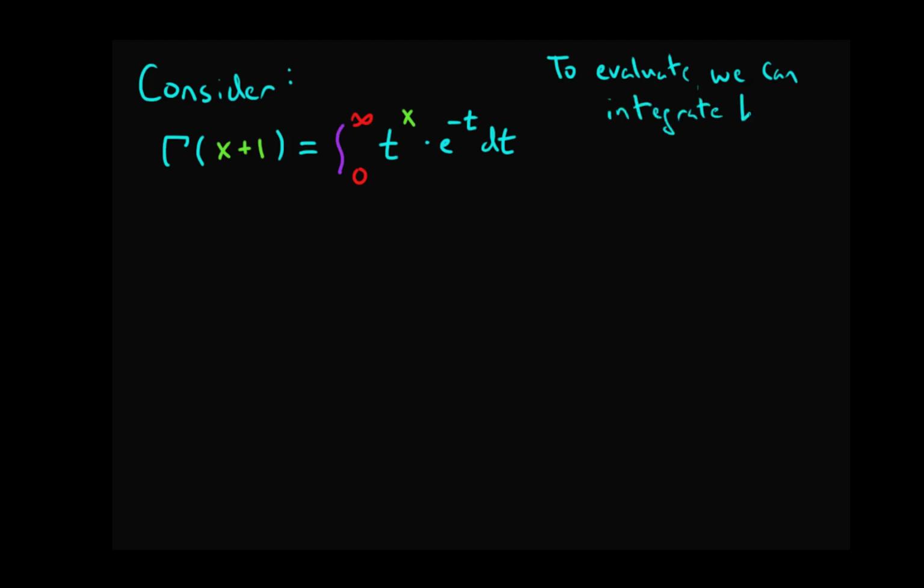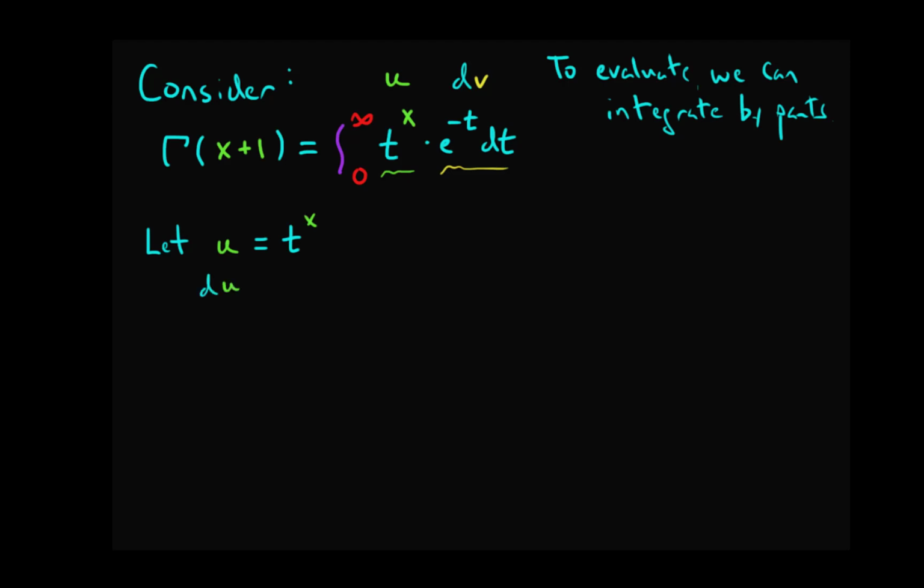Now, to evaluate this integral, we have a special tool at our disposal. We can integrate it by parts. That's often a fruitful approach when you have an integral that has a product in the integrand, as we do here. And what we do is a variable substitution where we treat one term as the function u of t and the other function as the differential dv of t.